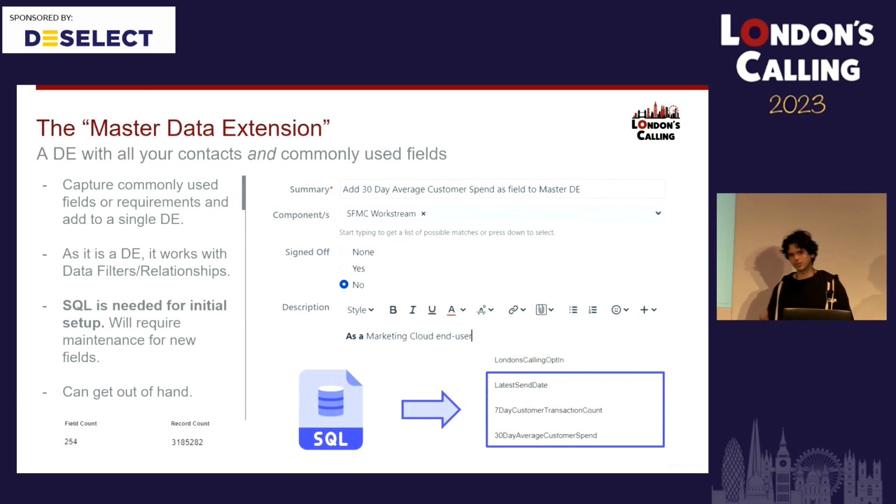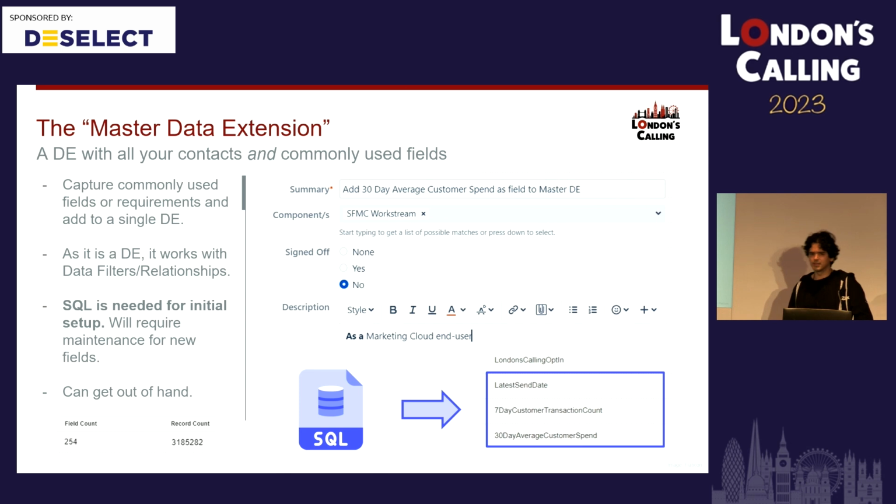One of the ways to get around this is the concept of the master data extension. What if you were to create this kind of monstrous data extension of every single field that you may need to use at a contact level? You might need to raise the requirements first, because this is something that will need a little bit of SQL to set up. But once you get all of those requirements gathered, latest send date from the data view, no problem. How about some calculations? 7-day customer transaction count, 30-day average customer spend. Just check that all in. So long as you've captured the requirements and you have at least one person that can set this up, you can then just use that with data filters and data relationships. It doesn't matter that it's at a contact level. Remember, data relationships can still get the product from transactions, so all of this still works.